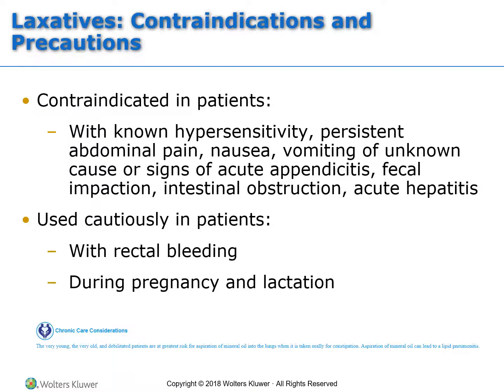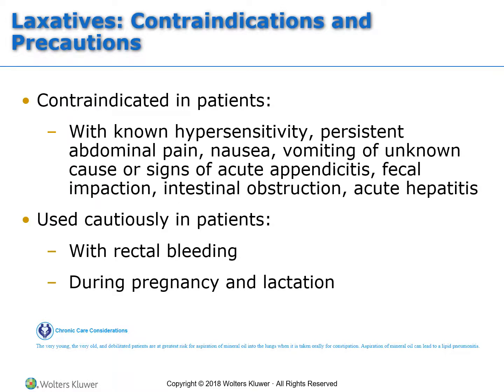Contraindications and precautions with these medications, of course, if there's a known hypersensitivity, as always. If somebody has persistent abdominal pain, nausea, vomiting, we're not going to keep giving this medication. It needs to be investigated. It could be an intussusception, a volvulus. It could be some sort of obstruction in the bowel that could cause bowel death. So we don't want to just keep pushing a laxative. If they have signs of acute appendicitis, we're not going to give laxatives. That can be very dangerous.